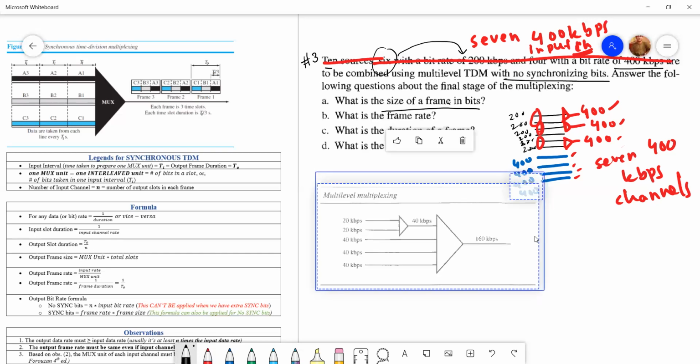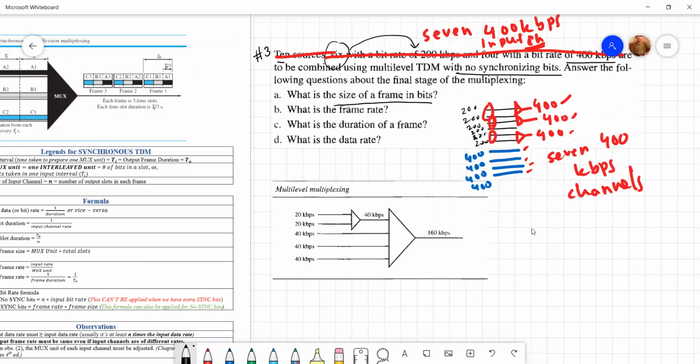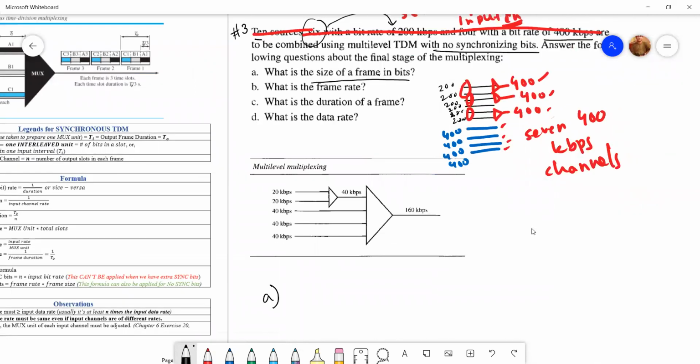Okay, let us keep it here. So, question number 8: what is the size of the frames in bits? Okay, how many frames? The size of the frame? We have 7 channels.